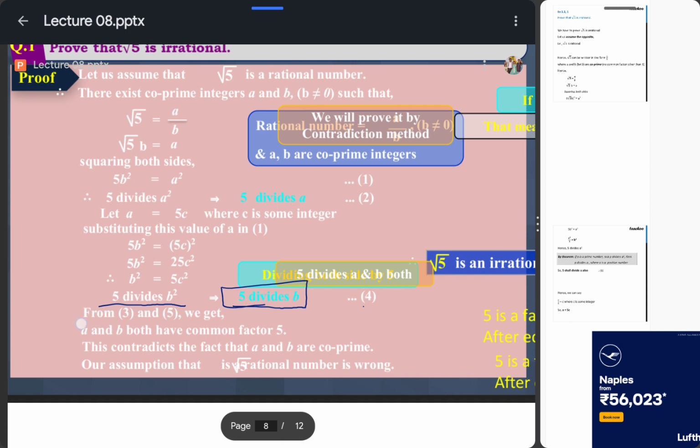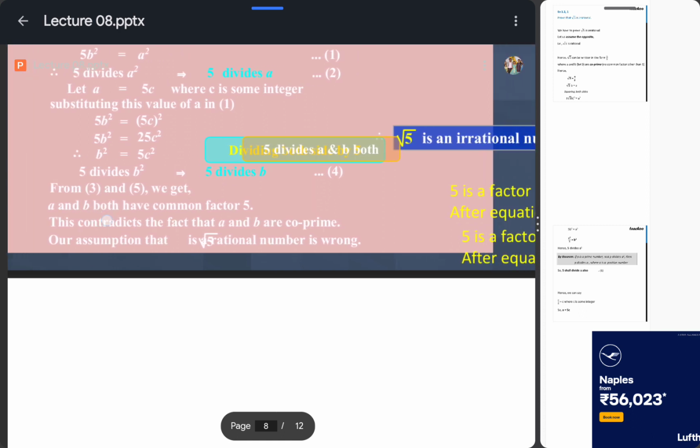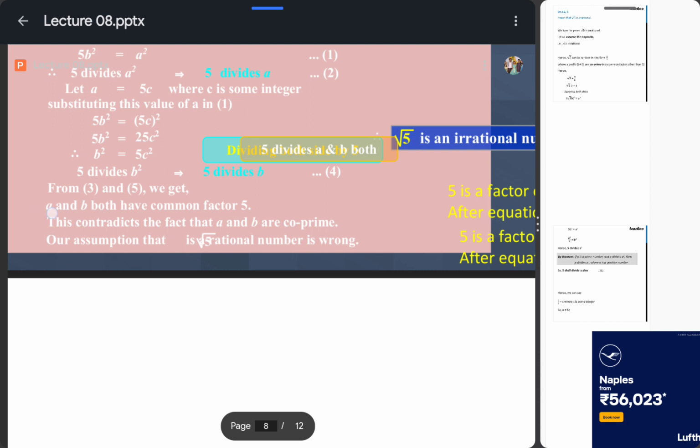From equations 3 and 4, we get that a and b both have a common factor 5, because 5 is here, so we have taken the factor 5. This contradicts the fact that a and b are co-prime.